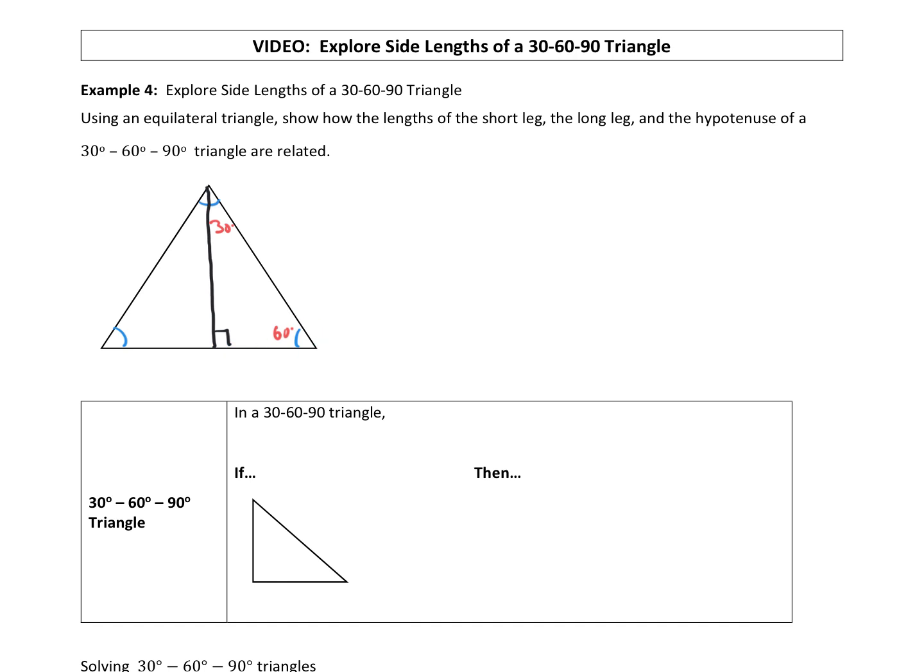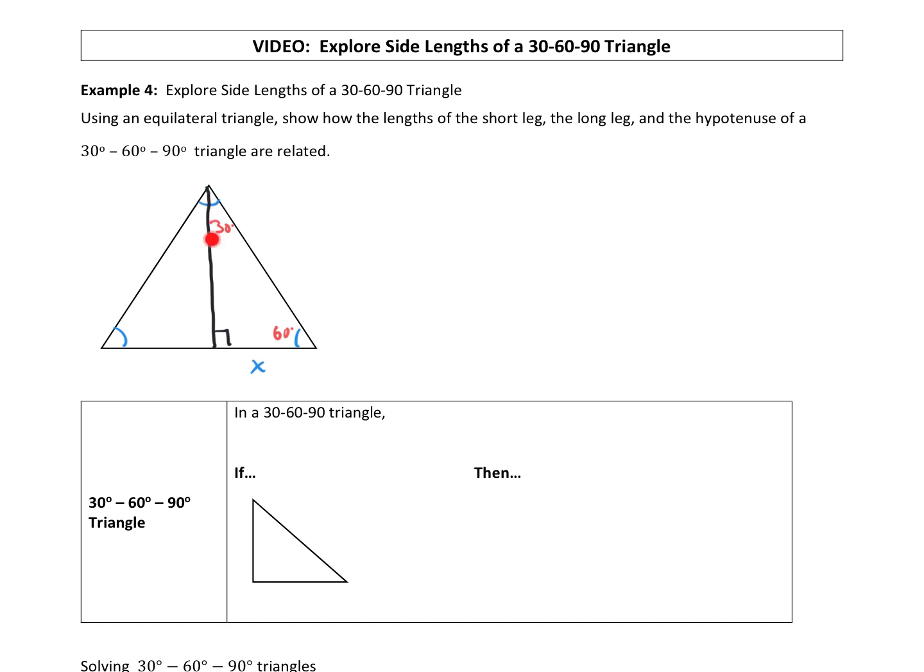So let's talk about side lengths of equilateral triangles. All three sides are congruent. So what we're going to do is we are going to talk about the short leg of this right triangle. The short leg is always opposite our 30-degree angle. Every single time, it's always across the triangle. There's our short leg. We're going to go ahead and call that X. X is going to represent our short leg.